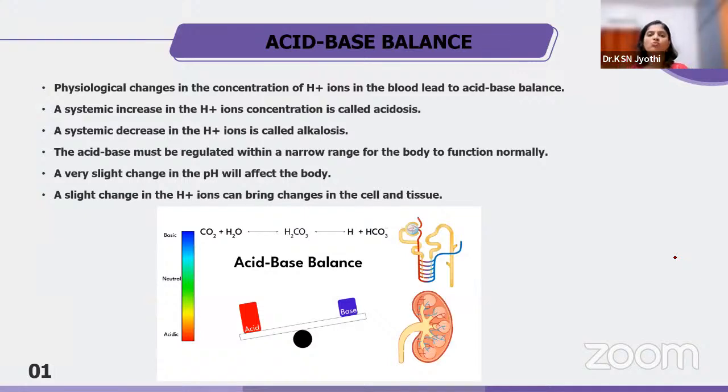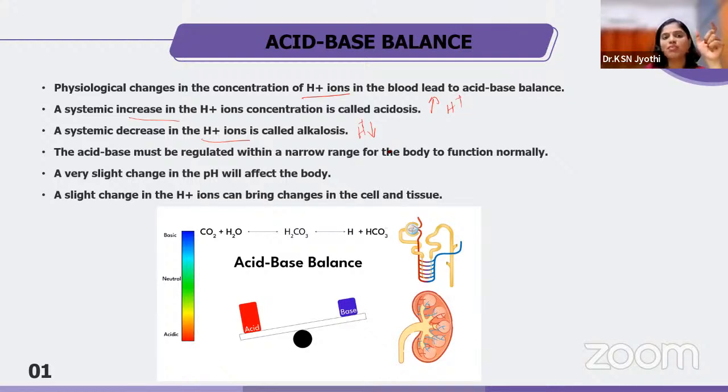Now, why are we talking so much about acid-base balance? Whenever there is an H plus ion increase or decrease, this will strongly impact our body. There will be a lot of physiological changes in the concentration of H plus ions, and as I mentioned already, this is because of the various metabolic reactions that take place in our body. If there is a systemic increase in the H plus ion concentration, we call this acidosis. If there is a decrease in H plus ion concentration, we call this alkalosis. So increased H plus is acidosis, decreased H plus is alkalosis.